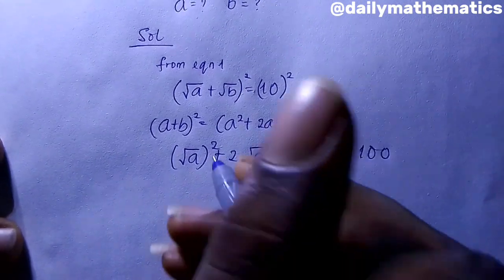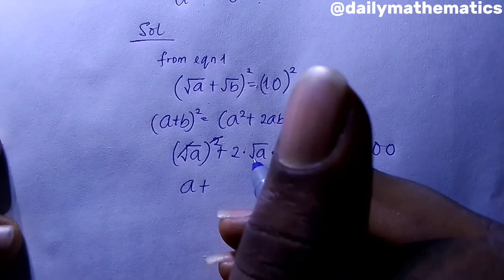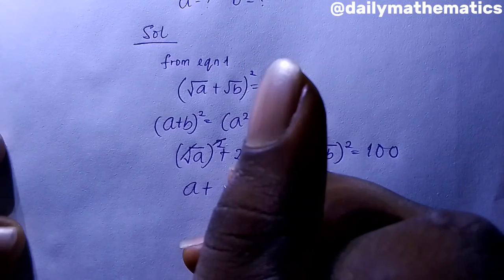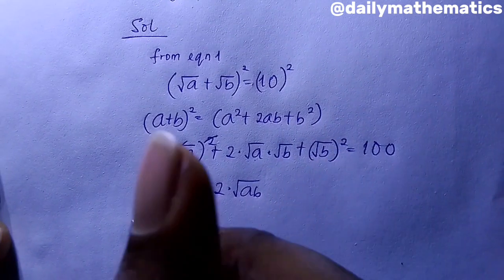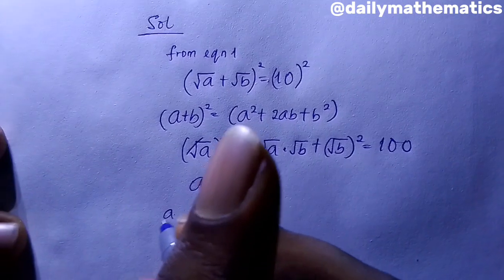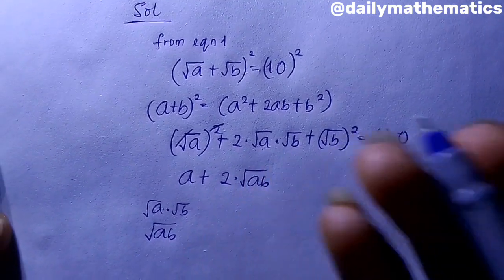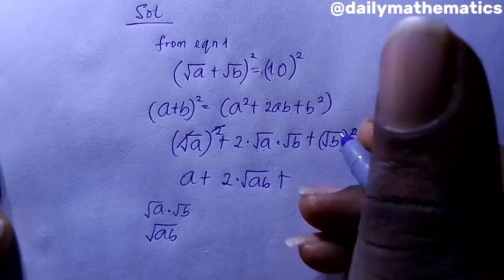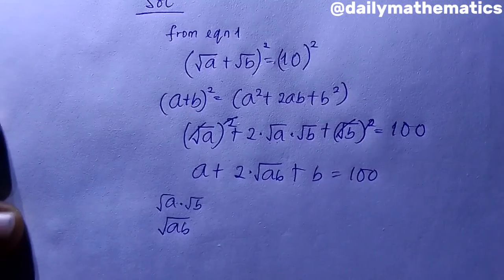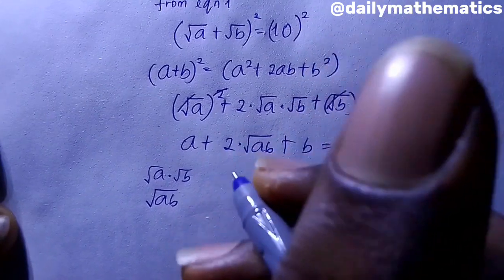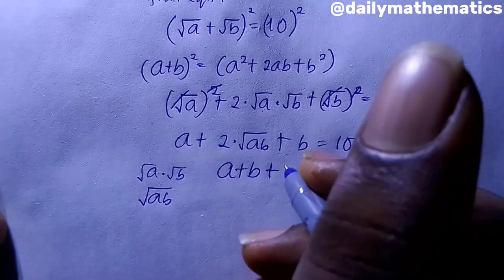So what's the next thing to do? From here, square cancels square root. We have a plus 2 times root a times root b. So it can be 2 multiplied by root ab, right? When we have root a times root b, it can also give us root ab. You join it together, plus b, root square cancels square root. We have b equals 100, right? So from here we now have a plus b, I'm just arranging it, plus 2 root ab.